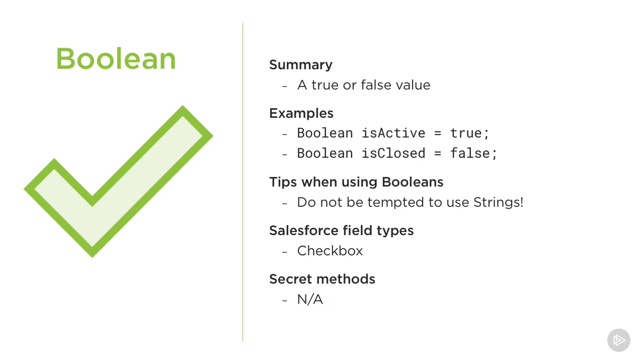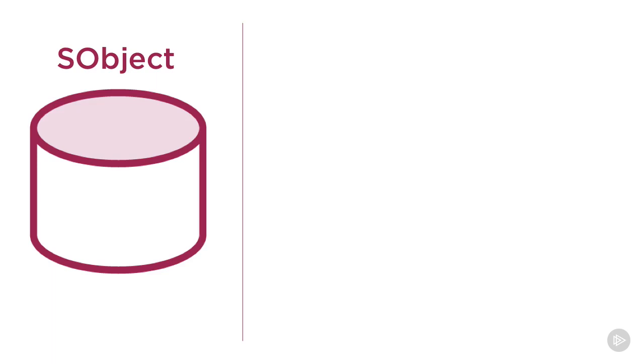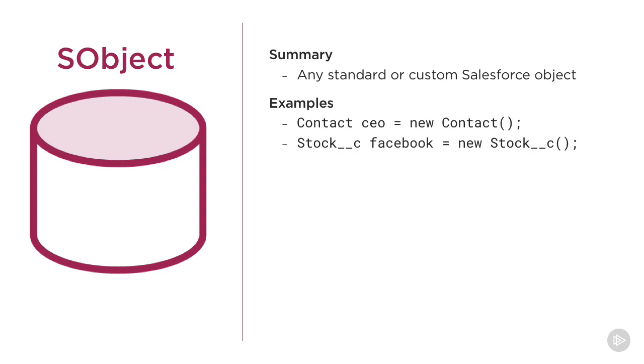Booleans are so simple that there aren't really any unique methods for it. I couldn't even make one up if I tried. The final primitive data type is the SObject, the big daddy of them all. It represents a record in Salesforce from an object of your choice, custom or standard. This is probably the data type you'll be using most often, and you've probably already used it by now even in simple triggers. Here are a few examples.